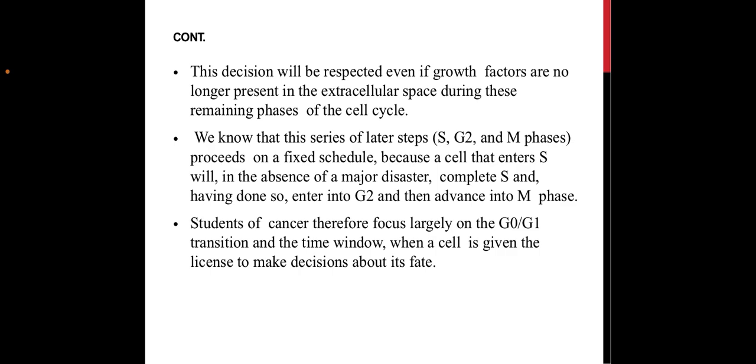We know that this series of later steps, S, G2 and M phases, proceeds on a fixed schedule because a cell that enters S will, in the absence of a major disaster, complete S and, having done so, enter into G2 and then advance into M phase. Students of cancer therefore focus largely on the G0 to G1 transition and the time window when a cell is given the chance or license to make a decision about its fate.